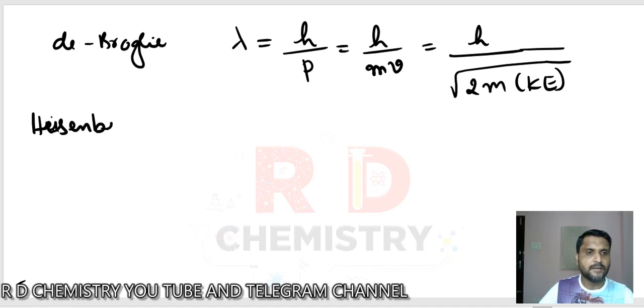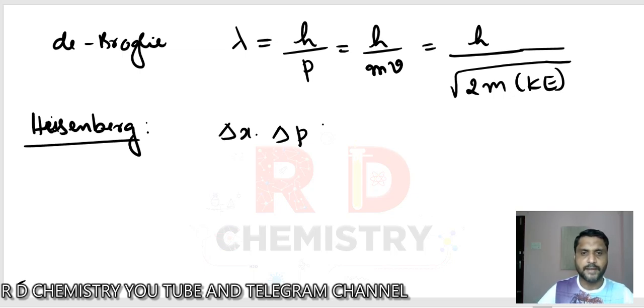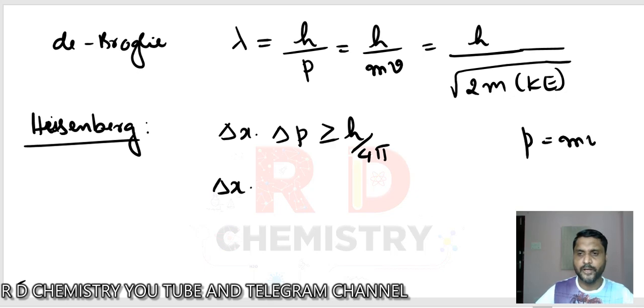Okay. Then we have got the Heisenberg uncertainty principle. Let me write this much: delta x into delta p is greater than or equal to h divided by 4 pi. Correct. So delta x into, you know that momentum is equal to mass into velocity. Mass is a constant, velocity changes. So it is greater than or equal to h divided by 4 pi. Clear?